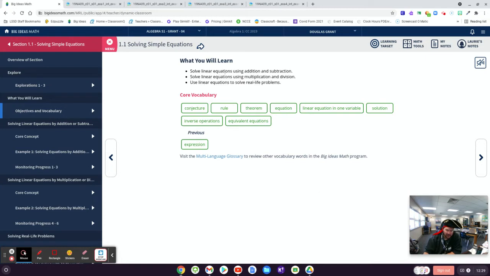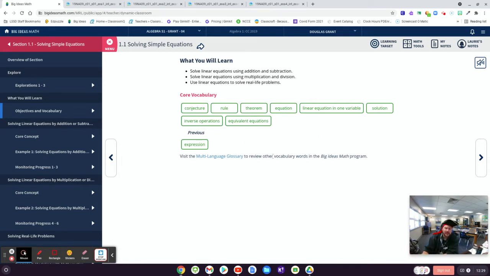So the vocab that we're going to use in 1.1, some of these we're going to use more than others. So like a rule, an equation, equivalent equations, those are all very similar. An expression is basically a number sentence without an equal sign. An equation is a number sentence with an equal sign. Equations can be solved. Conjecture is another word you might hear. Conjecture is basically like an educated guess. Linear equation in one variable is a fancy way of saying an equation without exponents and things like that.